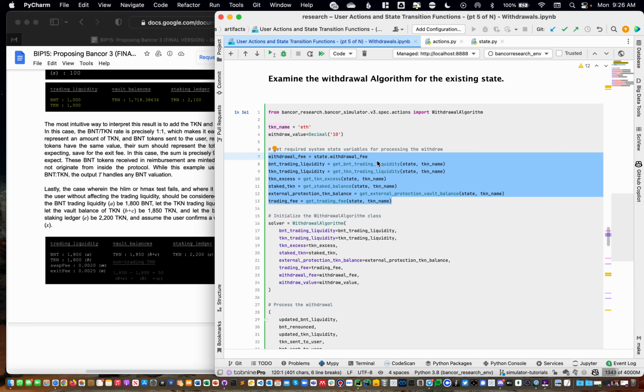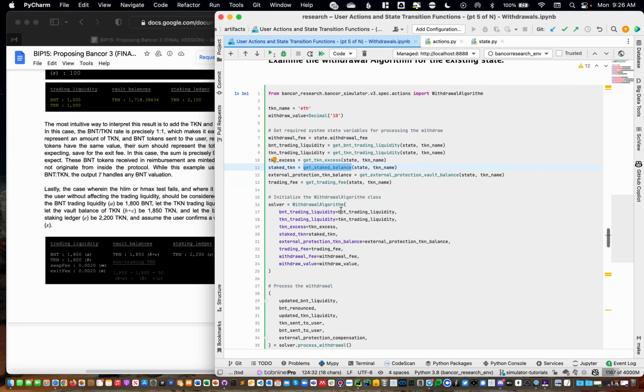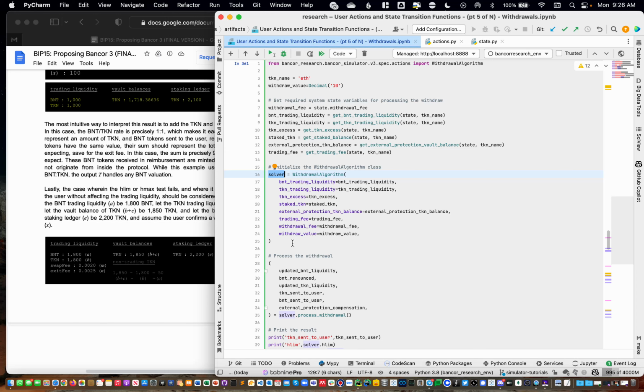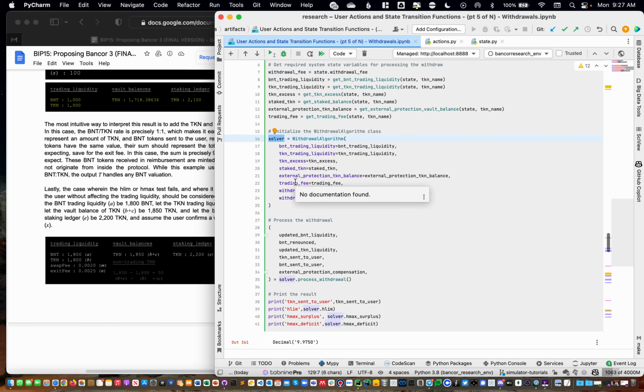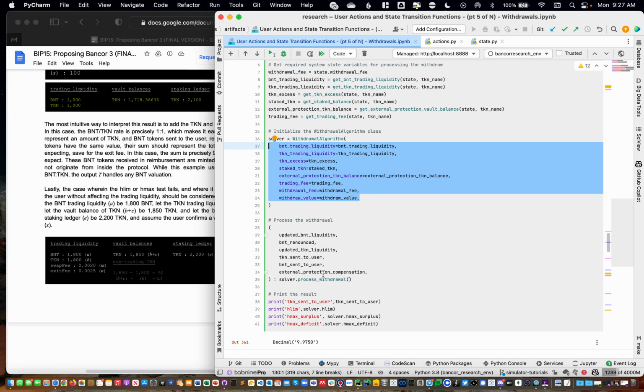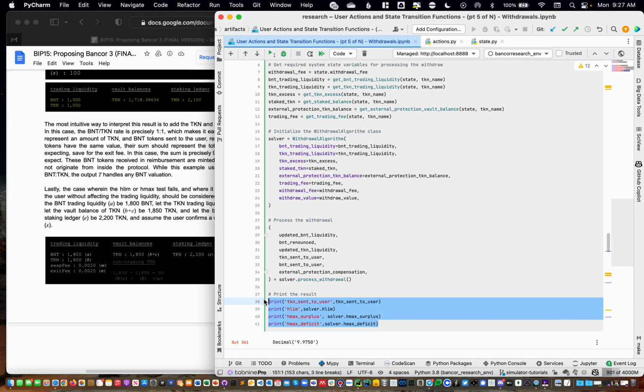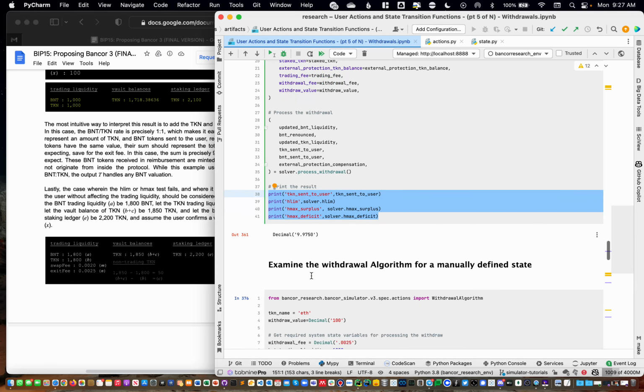So we can say, get the existing trading liquidity for BNT and TKN, get the TKN excess, stake balance, and so forth. And from that point, we can initialize this class, and we're just going to call it solver, right? Because it's basically going to perform the calculations of the algorithm based on the state of the system. And then once we've loaded up those existing values, we can just call this method process withdrawal, and have a look at what those outputs are.